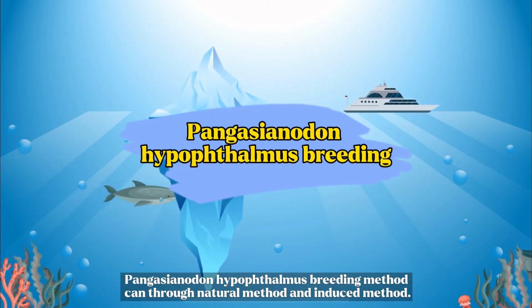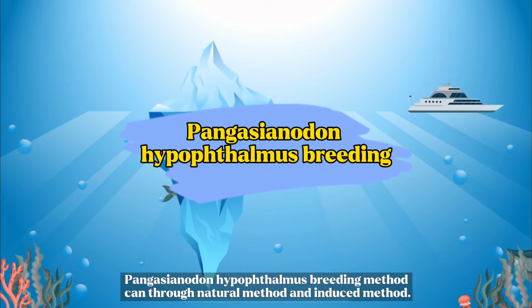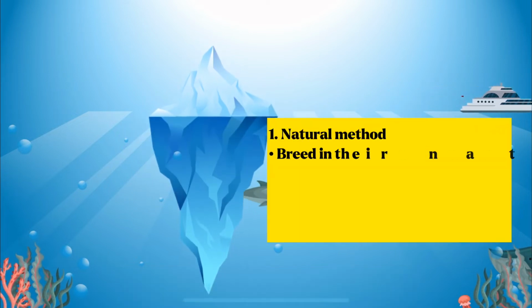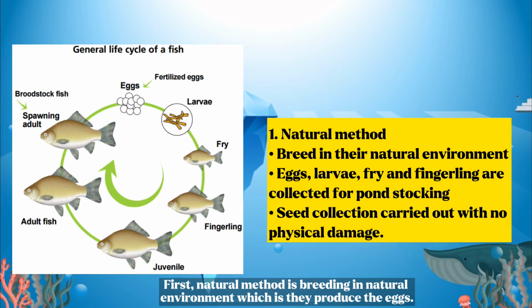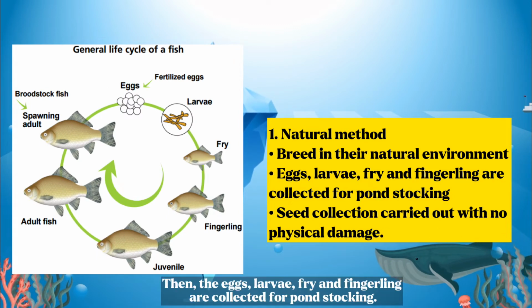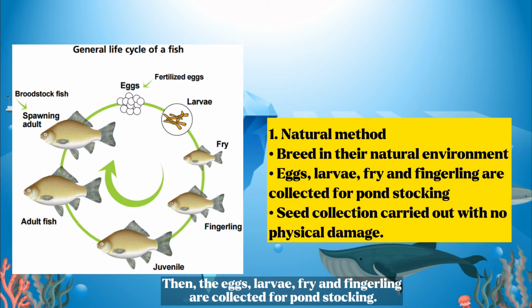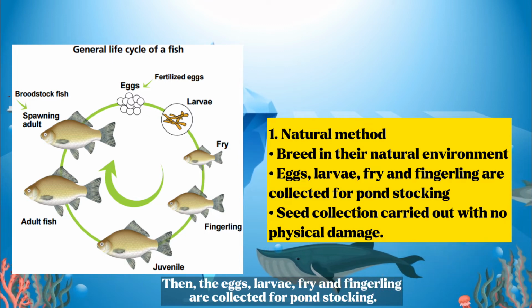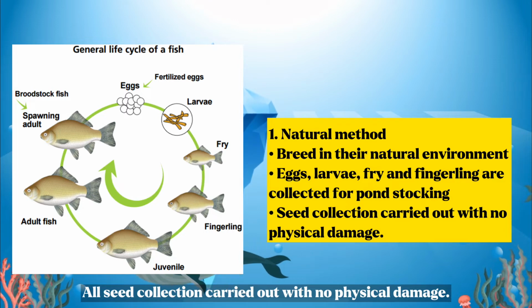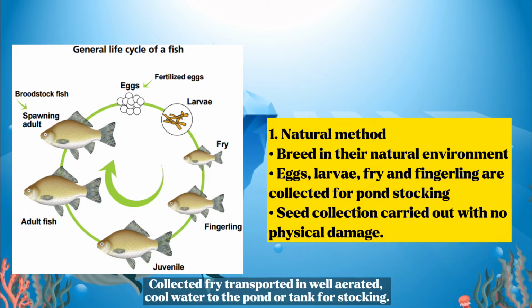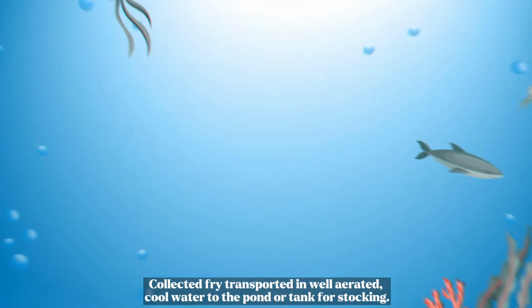Pangasianodon hypophthalmus breeding can be done through the natural method and the induced method. First, the natural method is breeding in the natural environment, where they produce the eggs. Then the eggs, larvae, fry and fingerlings are collected for pond stocking. All seed collection is carried out with no physical damage. Collected fry are transported in well-aerated, cool water to the pond or tank for stocking.